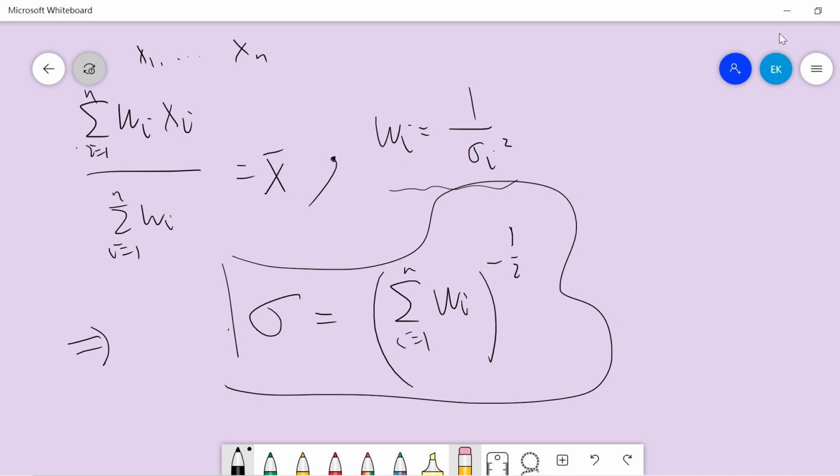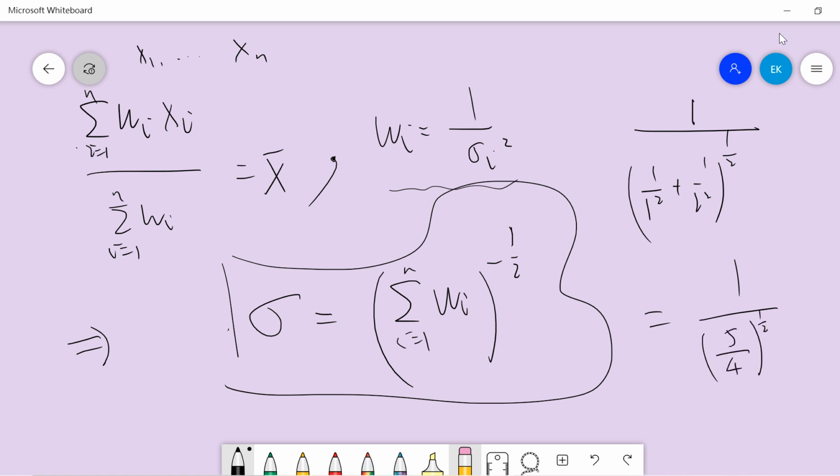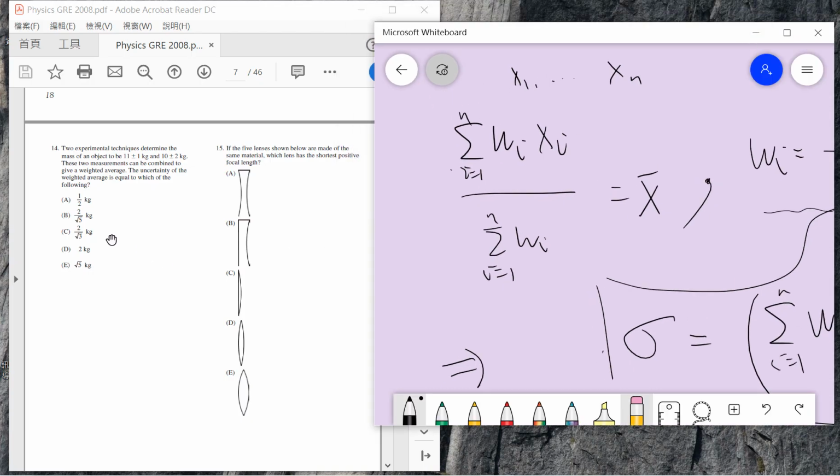So the answer for this is just 1 over the square root of the sum of 1 over 1 squared plus 1 over 2 squared. So basically this is 1 over the square root of 5 over 4, so 2 over square root of 5. So the answer is B. The answer is B. Okay, that's it.